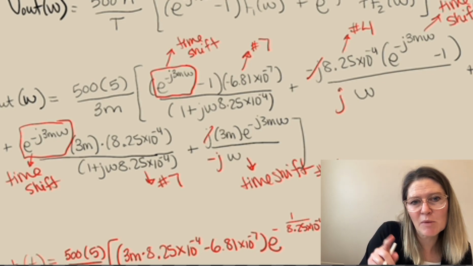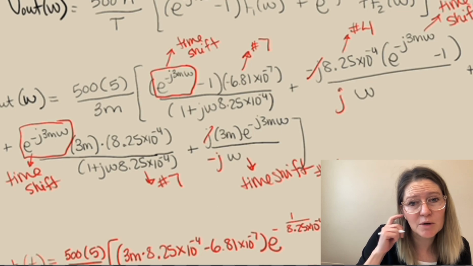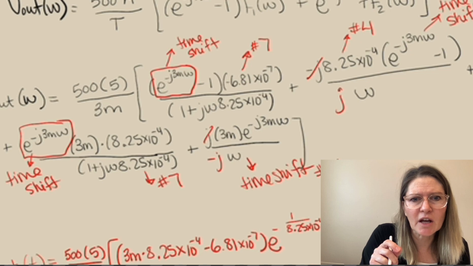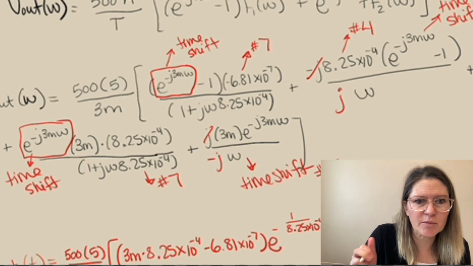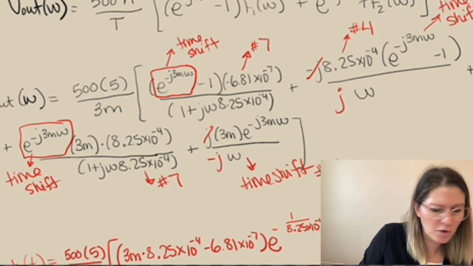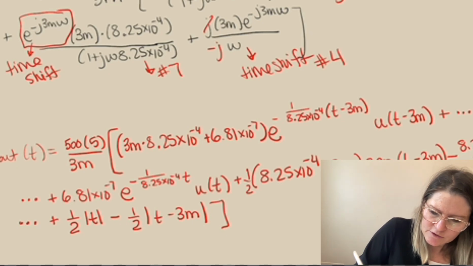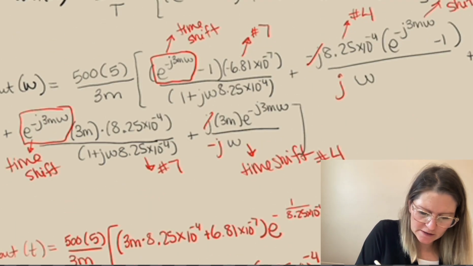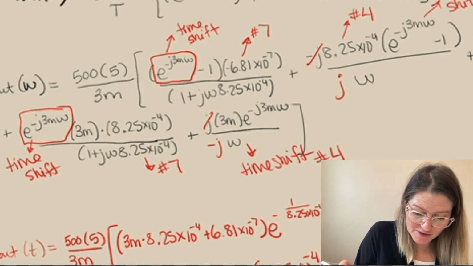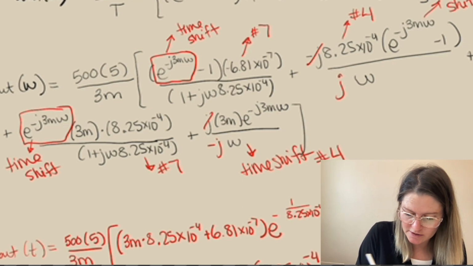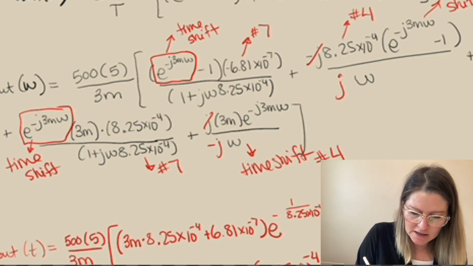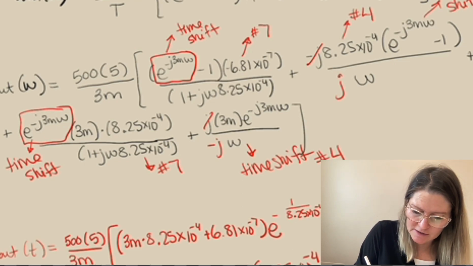So if I do that, I have a minus 1 times a minus 6.81, which becomes a positive 6.81. And then I have a 3 milli times 8.25 times 10 to the minus 4. So I can add those two together. So I end up with a 3 milli times 8.25 times 10 to the minus 4th, and then a minus 1 times minus 1 becomes a plus 6.81 times 10 to the minus 7th. And then this shifts from e to the minus.